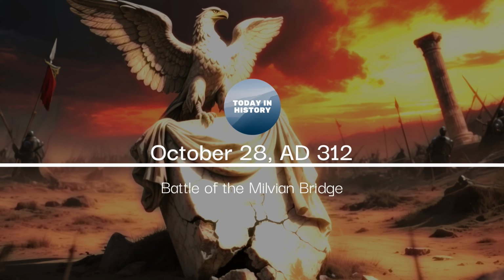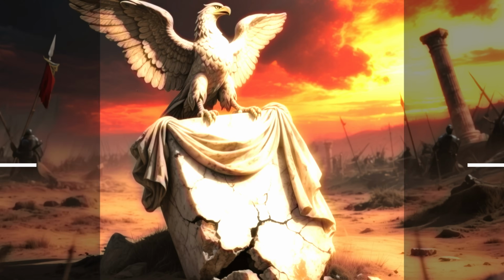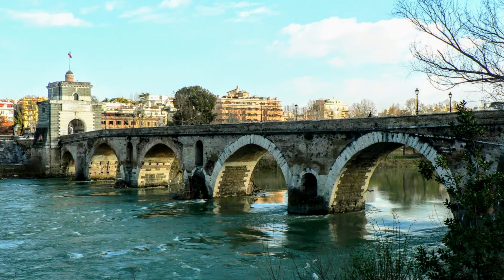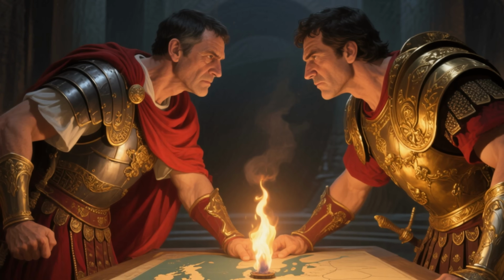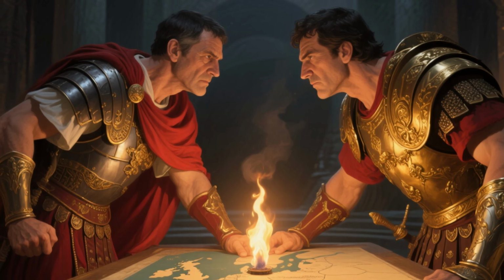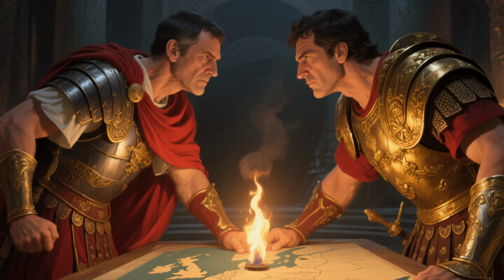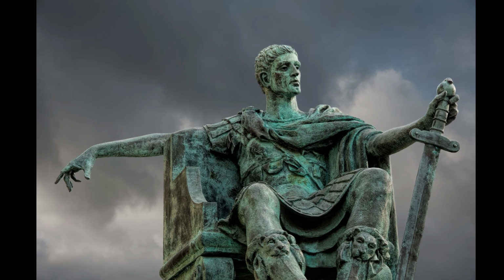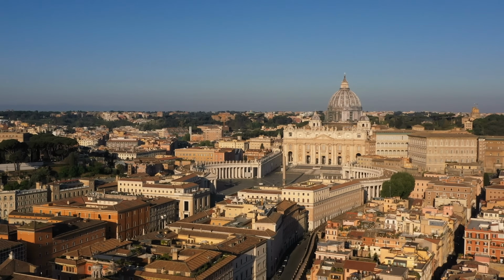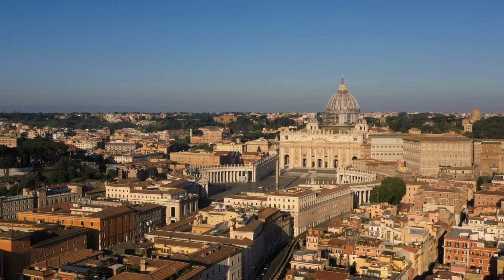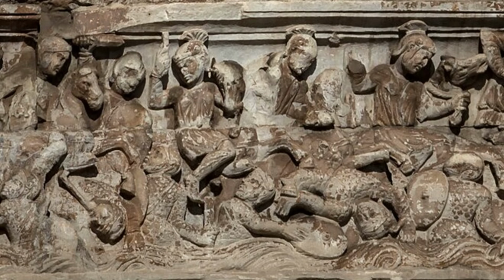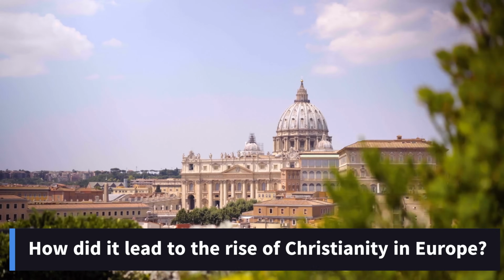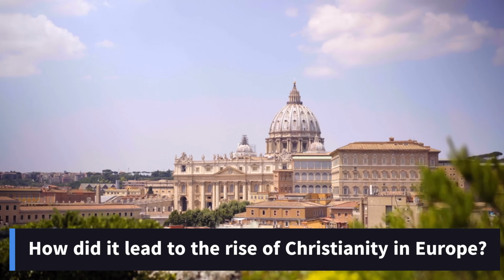On October 28th, in the year AD 312, two Roman armies clash at the Milvian Bridge just north of Rome. Constantine the Great faces Maxentius in a battle that decides the fate of the Roman Empire. The confrontation changes not only the empire's leadership, but also the religious and cultural trajectory of Europe. But how did Constantine win the battle? And how did it lead to the rise of Christianity in Europe?